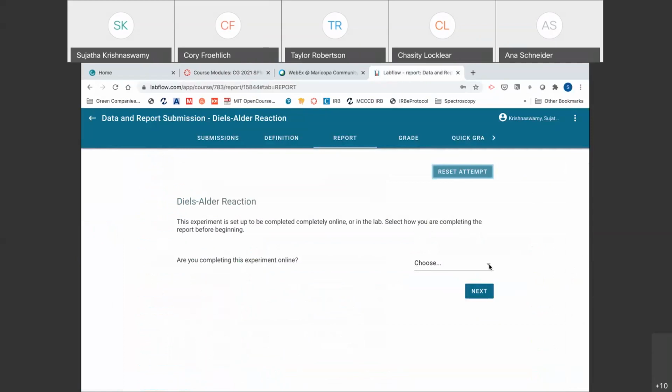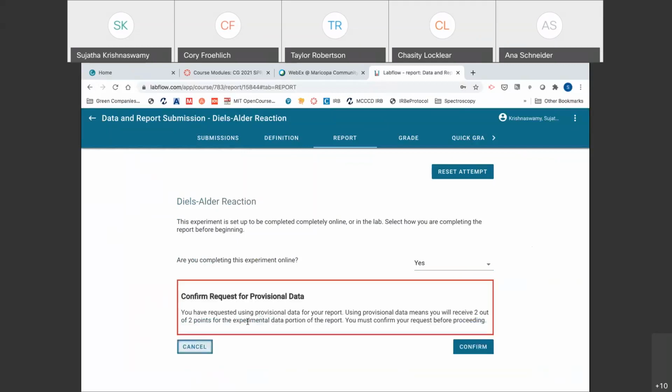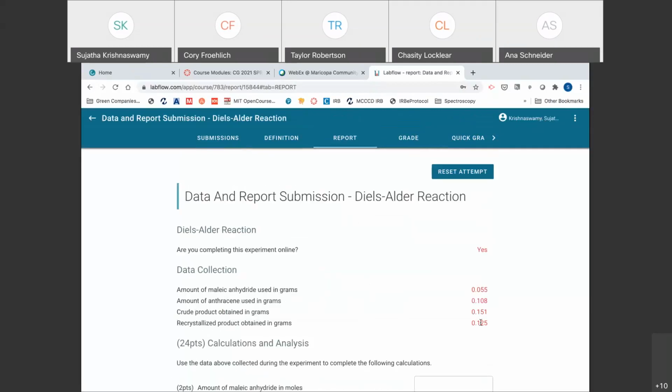Okay, so you're going to choose yes, because you're completing this experiment online, then you click next. Then request for provisional data. Then confirm. Then you get all your data here. See the amount of maleic anhydride in my calculation, I took 0.505, but here it's a little bit different, right? A lot different. Anthracene, mine was 1.012. This is 0.102. Your crude product, this is the actual yield, is given. So you will calculate the theoretical yield, use this actual yield to calculate percent yield.